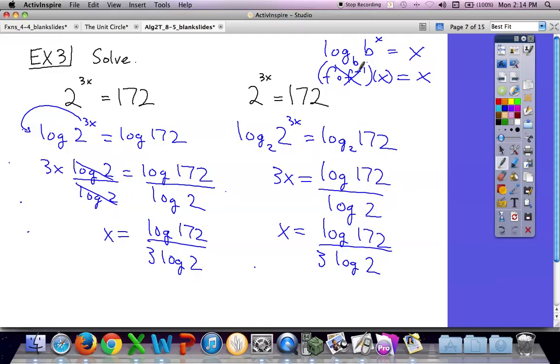Does anybody have a guess what that might be? Which other log might we like to keep in the base that it is? Nope.